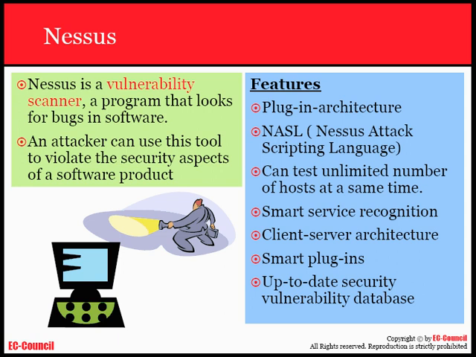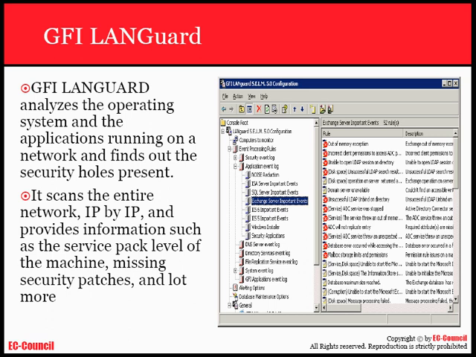It has its own scripting language. You can test an unlimited number of hosts at the same time. It does have smart service recognition, and it does have a client-server architecture. So Nessus is a very good tool for detecting vulnerabilities. And you can see there are Windows versions of Nessus as well as Unix or Linux-based versions of Nessus. Now another tool that's meant to be a network tool is called GFI LAN Guard, and what it's supposed to do is analyze the OS, tell me what applications are running, and look for the different security holes.